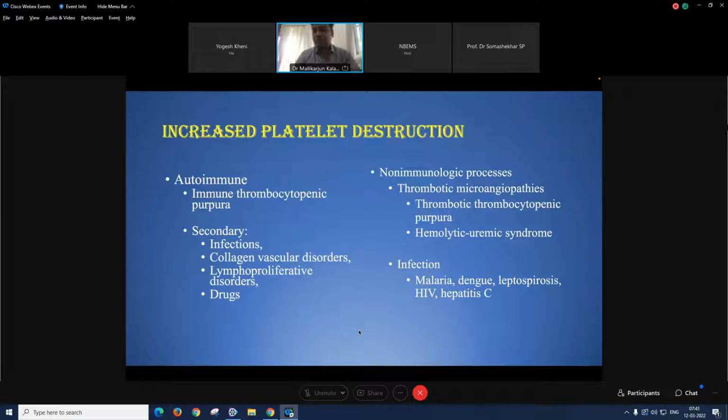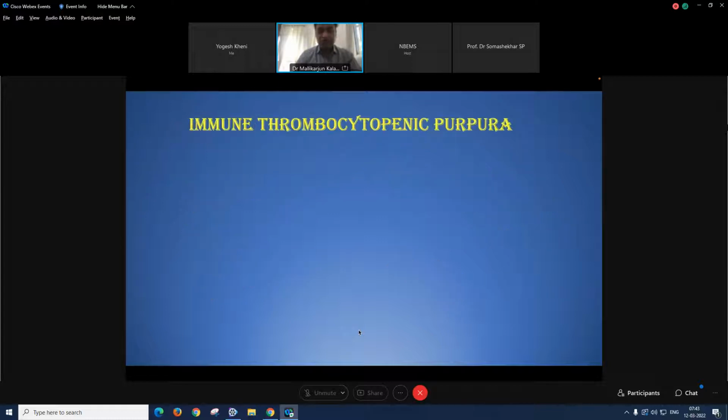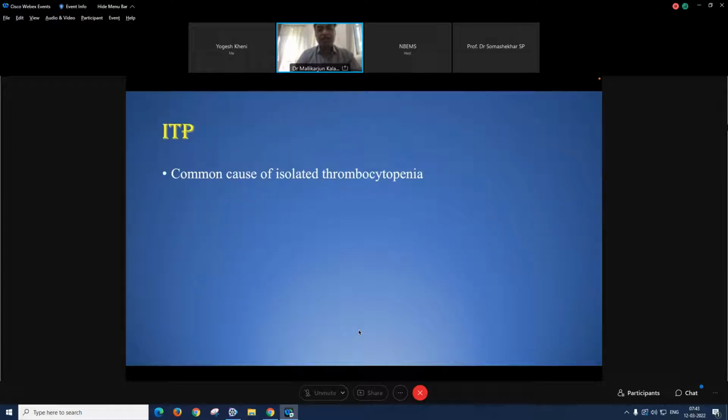Chronic infections, malaria, dengue, and leptospirosis. We have had so many patients who come to us with thrombocytopenia, and then when you do a basic screening, many of them turn out to be either chronic hepatitis C or retroviral infections. Few slides about ITP, one of the common causes of isolated thrombocytopenia.